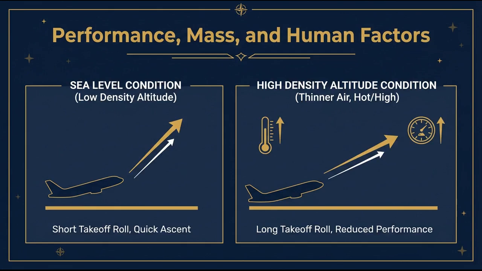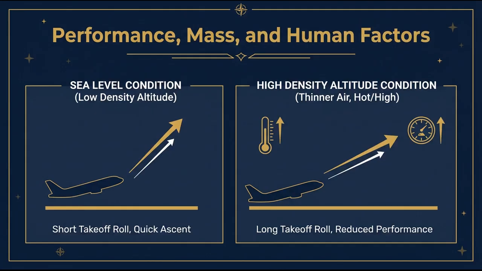High density altitude, caused by high temperatures, means thinner air. This reduces engine thrust and wing lift, leading to a longer takeoff roll and reduced climb performance. A rule of thumb is that density altitude rises about 120 feet for every degree Celsius above standard. On landing, a headwind decreases ground speed and shortens the landing distance.